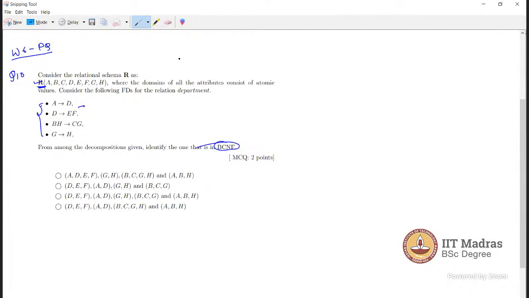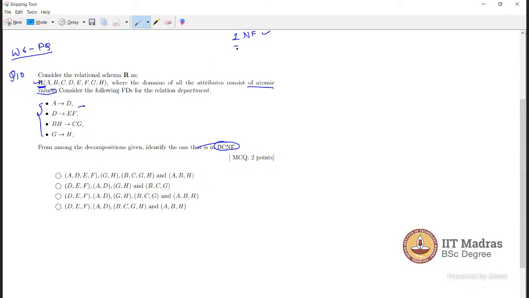So first we have to check whether this relation R is in 1NF or not. Is it in 1NF? Yes, sir, it is in 1NF. Why? Because it has only atomic values. Yes, they have mentioned that the domains of all the attributes consist of atomic values. So it is in 1NF.